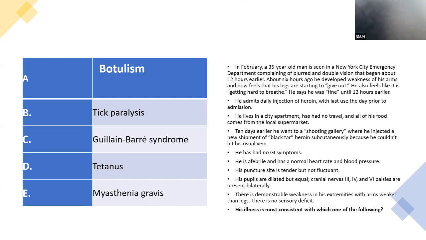Botulism. Descending. Okay. Excellent. All right.